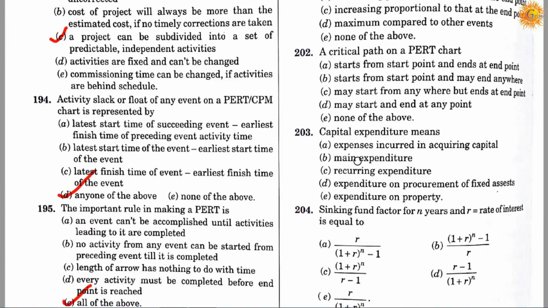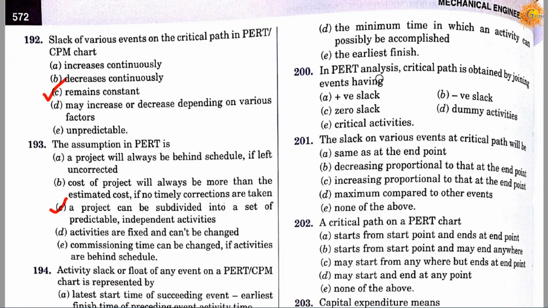Question number 200. In PERT analysis, the critical path is obtained by joining events having: option A, positive slack; option B, minus slack; option C, zero slack; option D, dummy activities; option E, critical activities. So correct answer is C, zero slack.